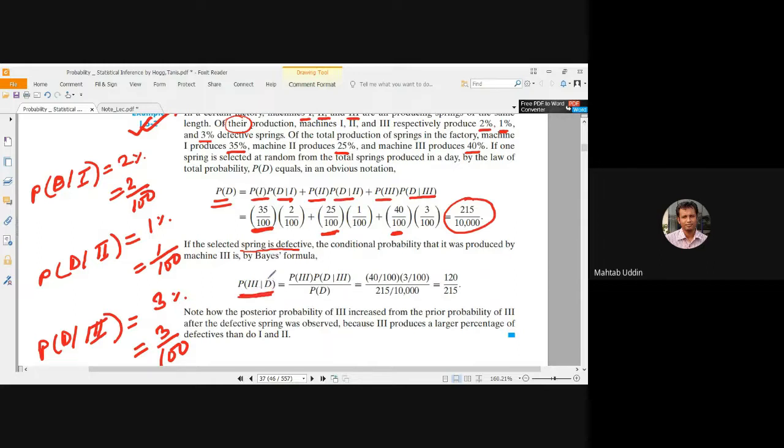Already one spring has been found which is defective. Now the question is, is it from the third machine? So the defect in the third machine divided by total defect. Do you understand? Total defect. Yes, sir.